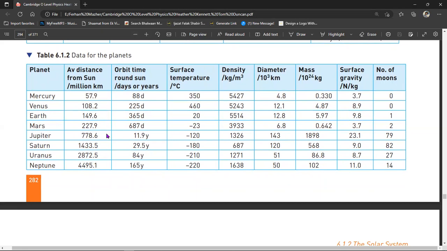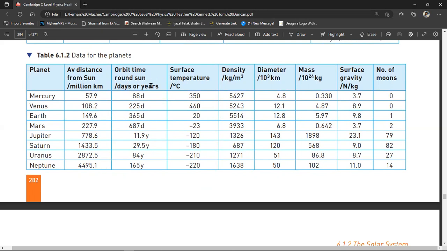Jupiter is 778.6 million kilometers away. Saturn is 1433.5 million kilometers away. Uranus is 2872.5 million kilometers away from the Sun. Neptune is 4495.1 million kilometers away from the Sun.